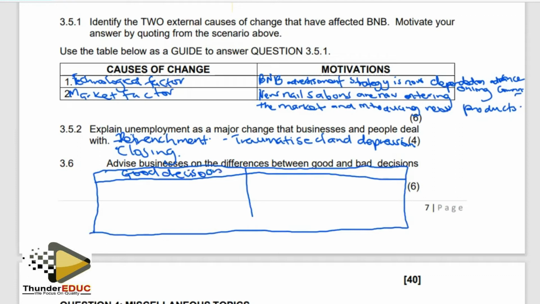A decision done by the manager, which is good. And we shall again look at what we call bad decisions. How do good decisions look like? Good decisions maintain a high degree of integrity. There is a high level of integrity, which is so good. That is a good decision.